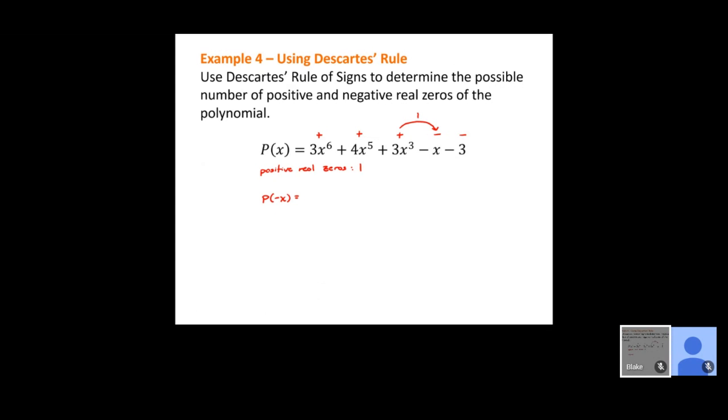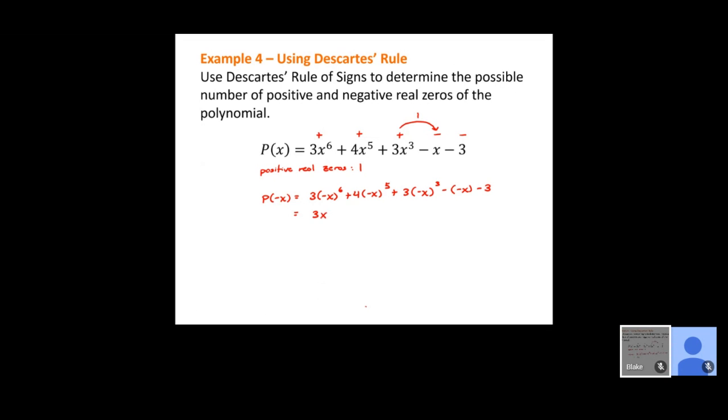Now, for negative real zeros, we want to look at P of negative x. So I actually need to substitute a negative x into my polynomial. We're going to have 3 times negative x to the 6th, plus 4 times negative x to the 5th, plus 3 times negative x to the 3rd, minus negative x, minus 3.